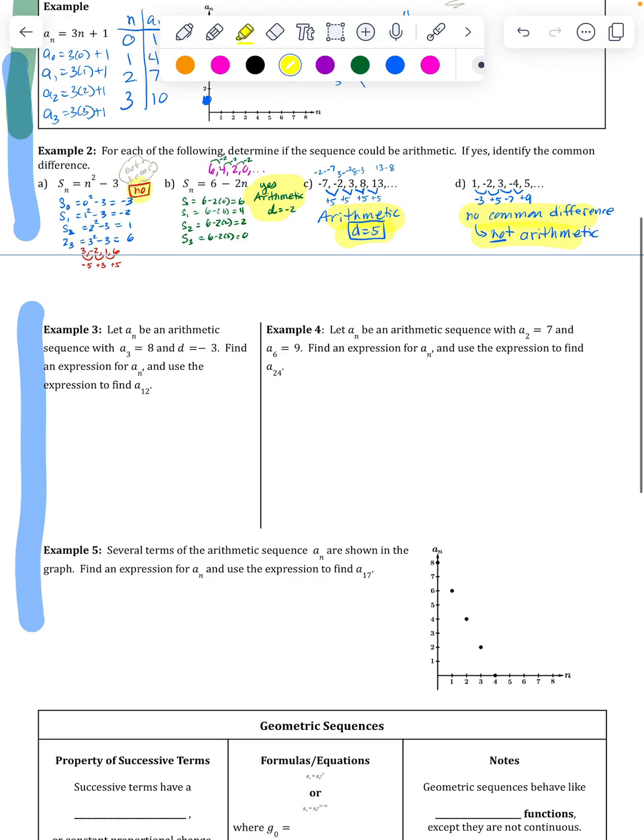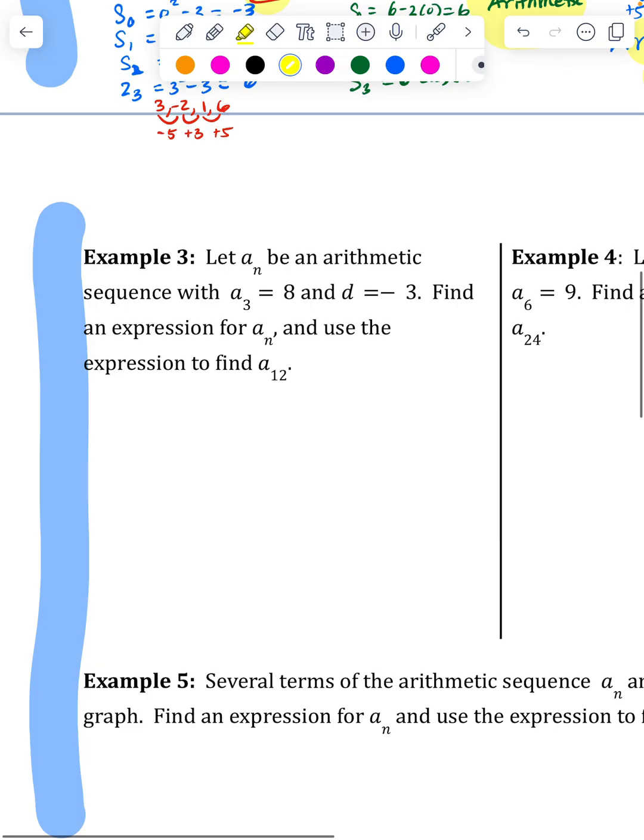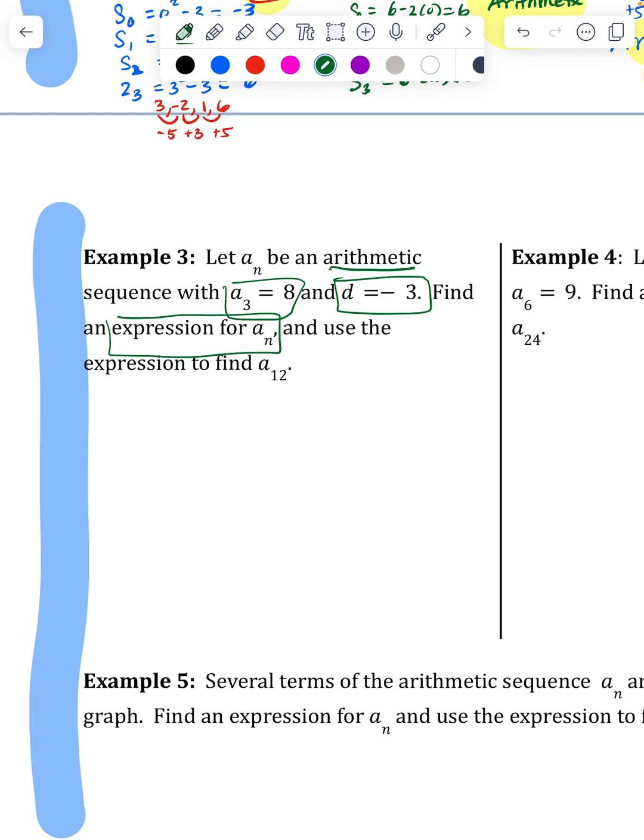Okay, now we get the fun of going into some more complicated versions of this. So let's use our big brains. Let a sub n be an arithmetic sequence. It's going to be really important that you pay attention to whether they tell you it's arithmetic, geometric, or not, because you're going to have to know what rules to apply and so on. So we know the third term in the list. We know the common difference. We're supposed to find the expression. So basically that's using the formula and then using that expression to find a sub 12. So there's going to be kind of two phases to this.